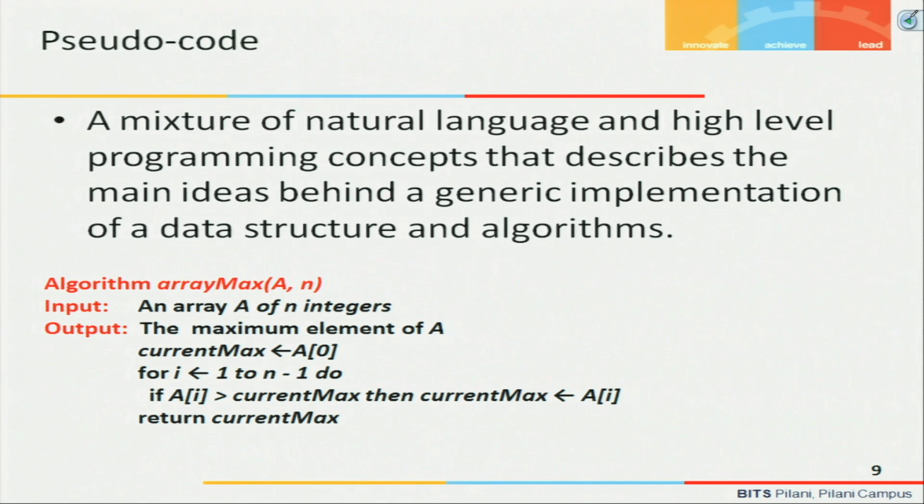Here is a simple example of pseudocode, which is to find the maximum of n numbers. What is given is a sequence of n numbers, which we are going to represent in an array. So, you have a sequence of numbers stored in an array, and the problem is to find the maximum of these numbers.